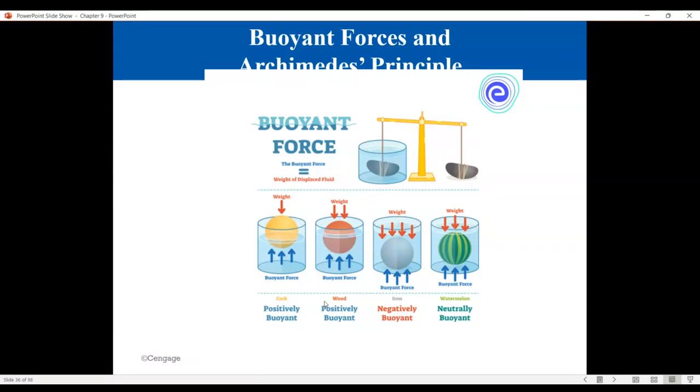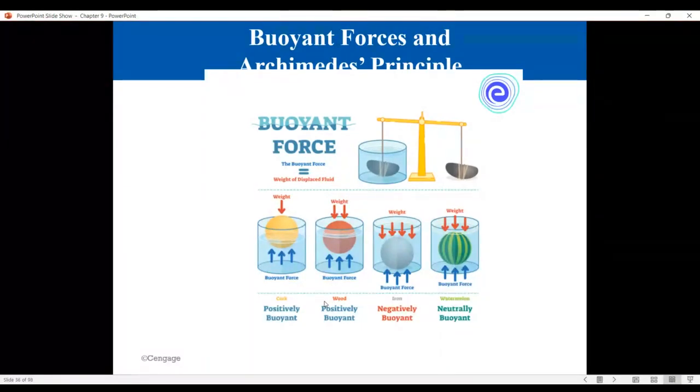If you look between the two images there, you notice that the cork will be less immersed compared to the wood. Obviously, the wood is more dense. Whereas you have iron, right? We find you have negatively buoyant. That means it's sinking, right? So therefore the weight is more. And with the water, it's neutrally buoyant. So that means the weight and the buoyant force are essentially equal. That means it will be stable.